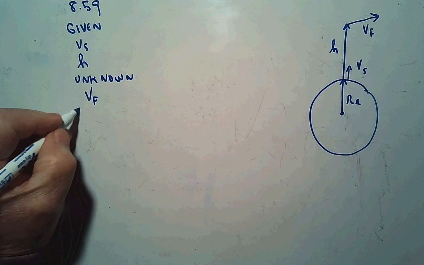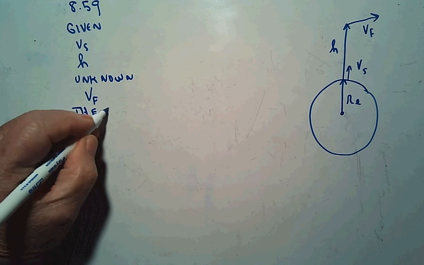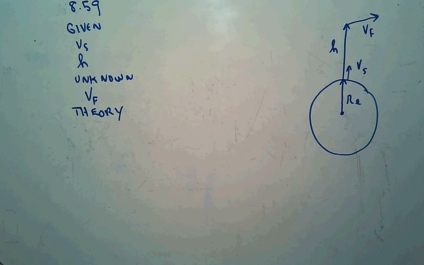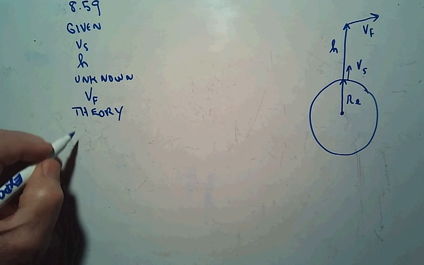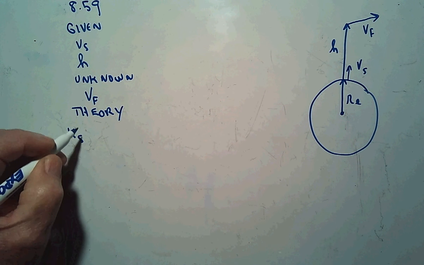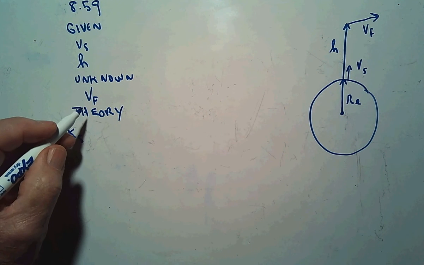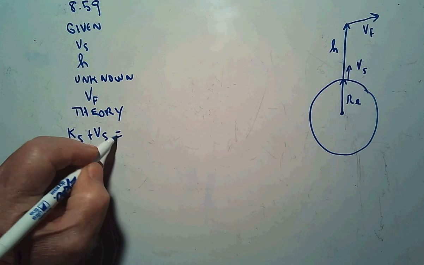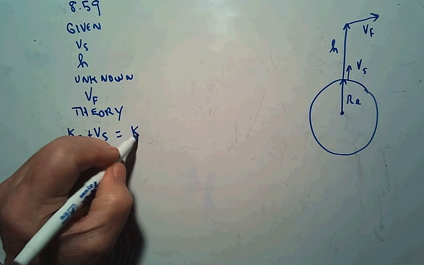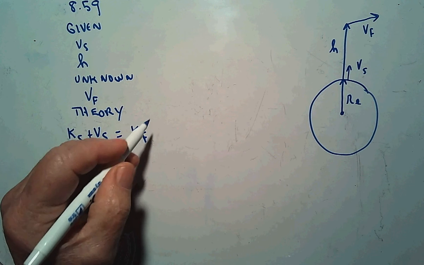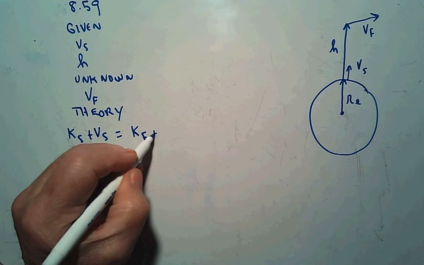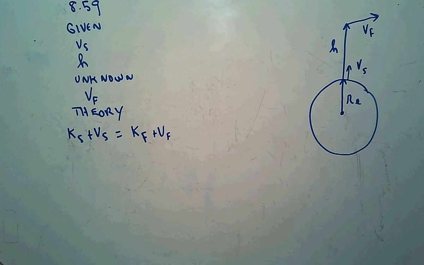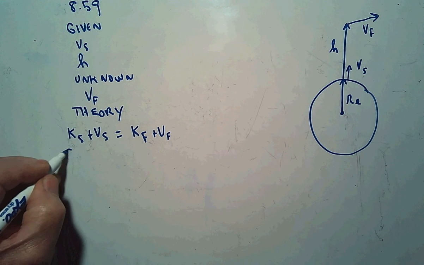And what we're going to use is conservation of energy to help us solve that. And you can see that the kinetic energy that you start with plus the potential energy you start with must be equal to the kinetic energy you finish with, which we need in order to find out how fast it's going, plus the potential energy that it finishes with.